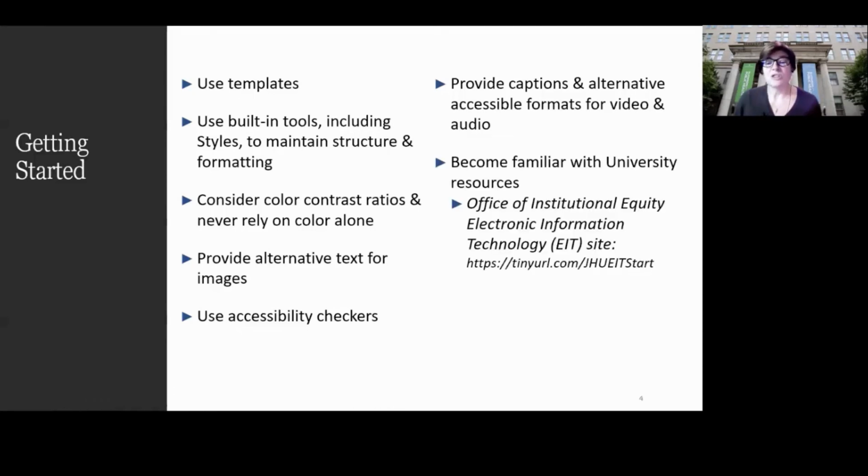Become familiar with university resources. Look for upcoming training and take a few minutes to review the Office of Institutional Equity's Electronic and Information Technology, or EIT's, website. This site links to a checklist for making accessible Microsoft Office documents and PDFs. There is a tiny URL to get to this site, tinyurl.com/JHUEITstart.